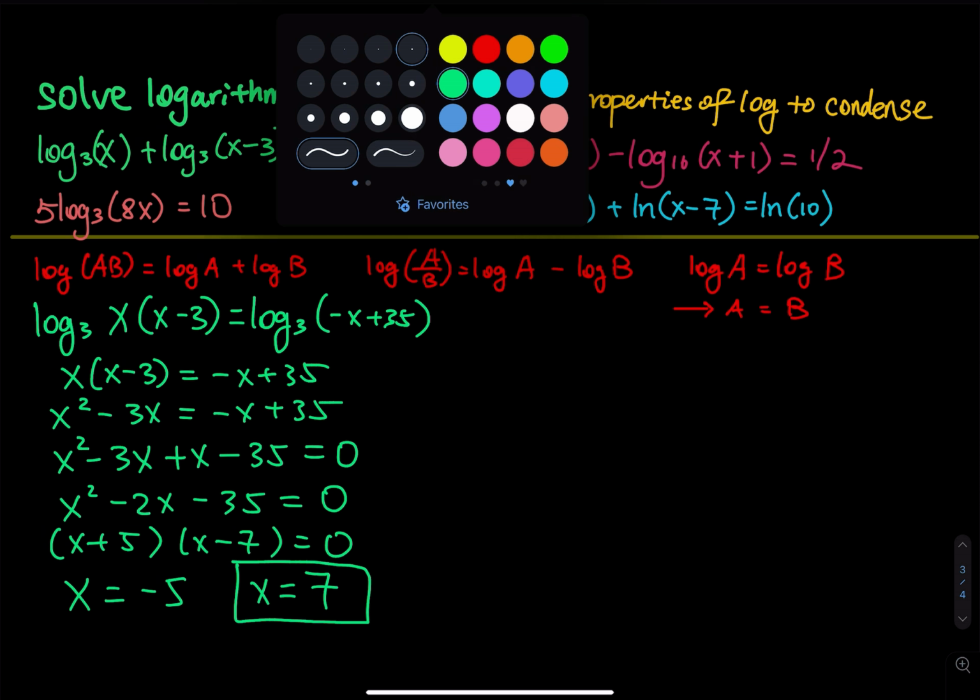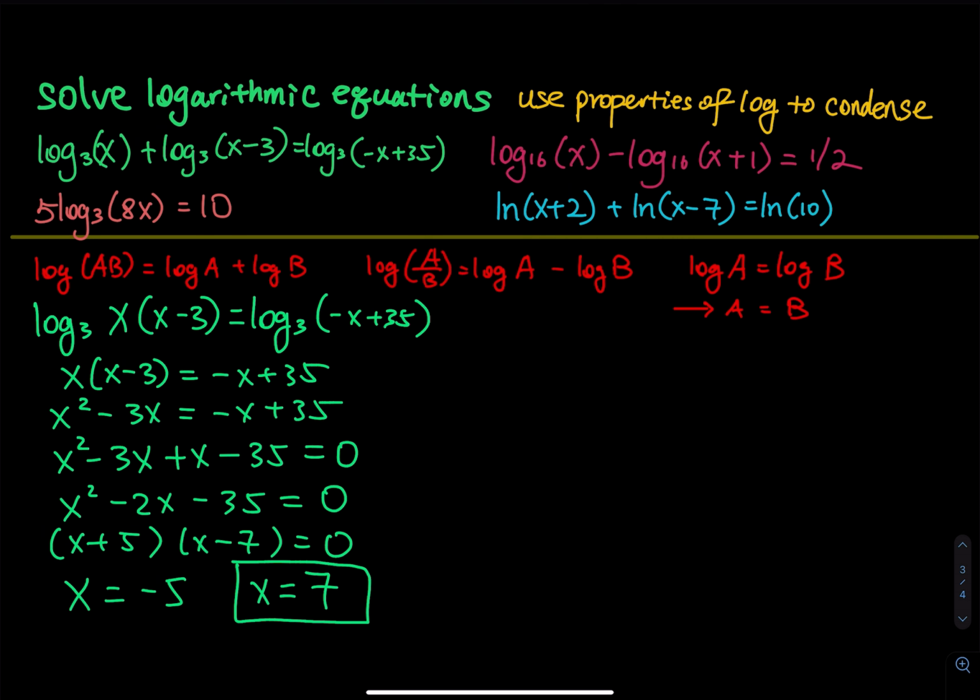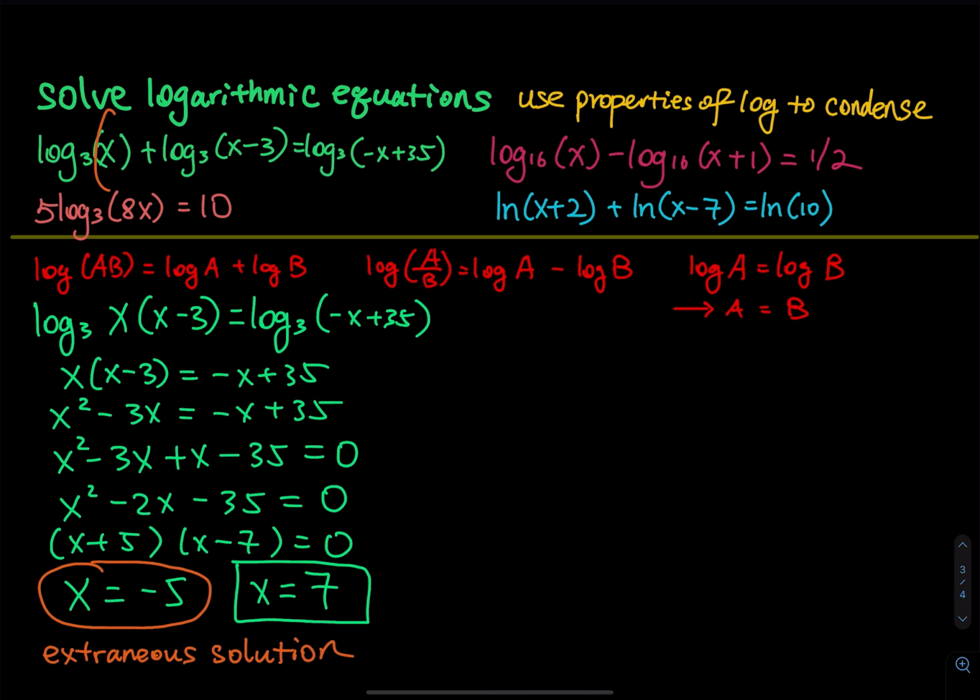I'm going to use a different color to box that. So this is an extraneous solution. Do you know why? So here is why. You let x equal negative 5, right? What happened when x is equal to negative 5? Follow this here. Can you have log of negative? No, log of negative is undefined.